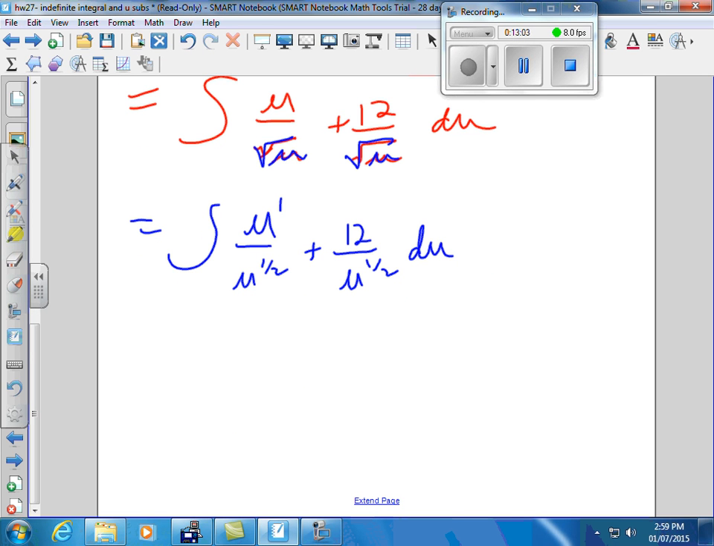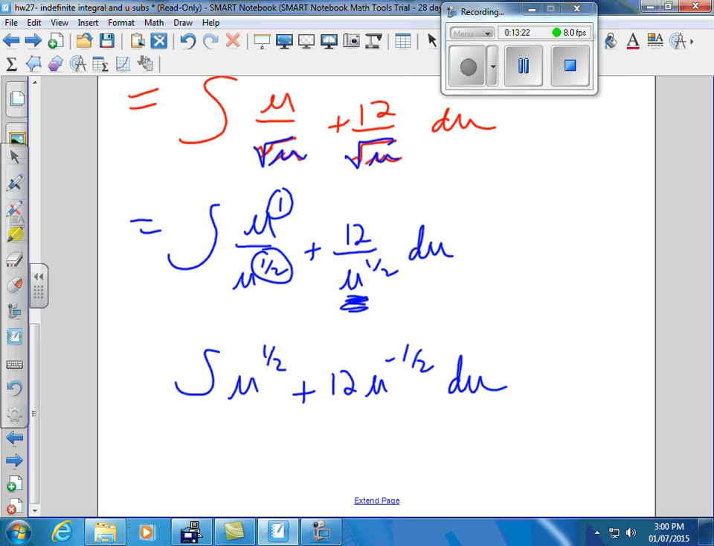So let's see, 1 minus 1/2 is 1/2. So you've got the integral of u to the 1/2, using the rules of exponents, plus 12u to the negative 1/2, du. I just brought this power up and wrote it as a negative exponent. It's going to make it easier to integrate.